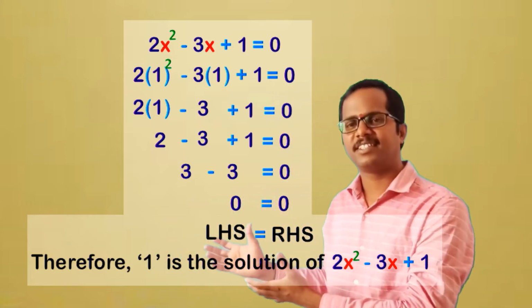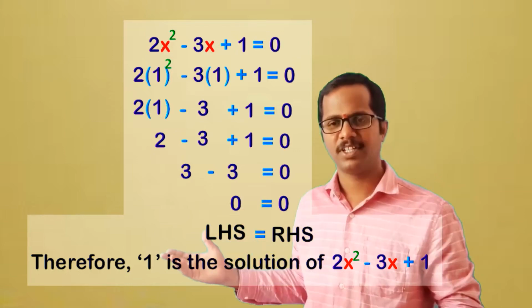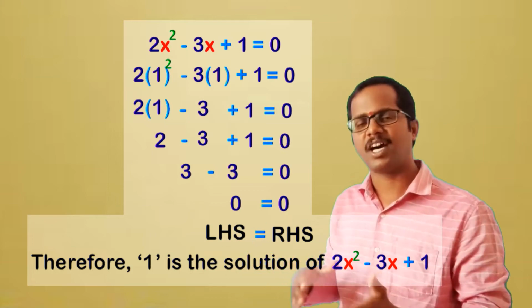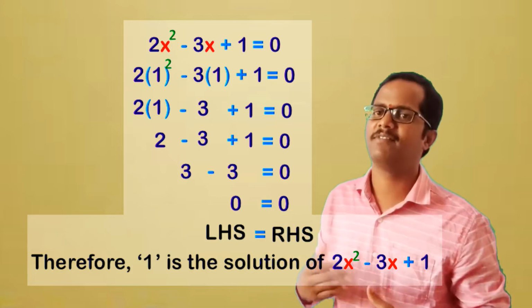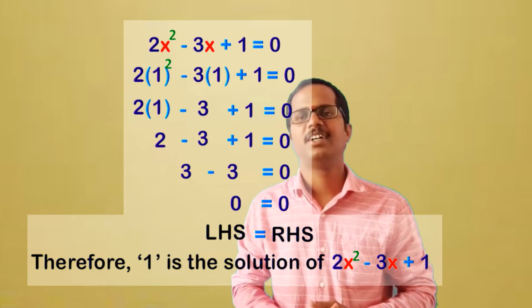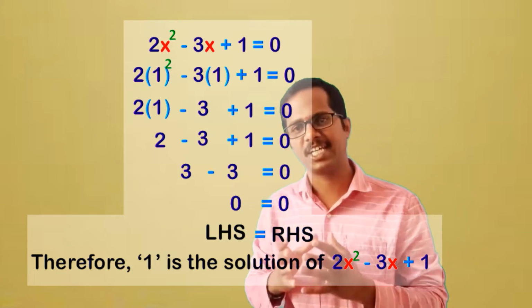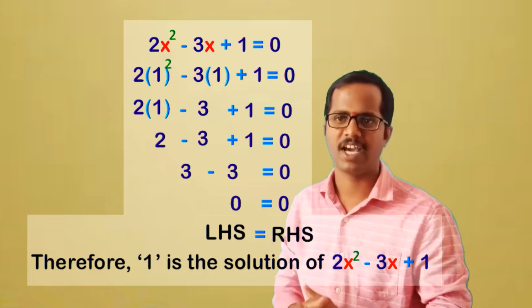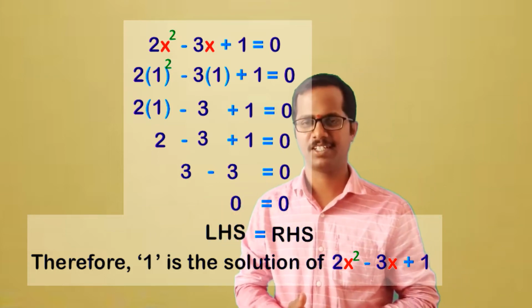And this solution is also called a root of the given quadratic equation. Here solution and root are both the same. So solutions or roots of a quadratic equation are nothing but the real values which make both the LHS and RHS parts of a quadratic equation equal when they are substituted in the place of the variable that is present in the given quadratic equation.